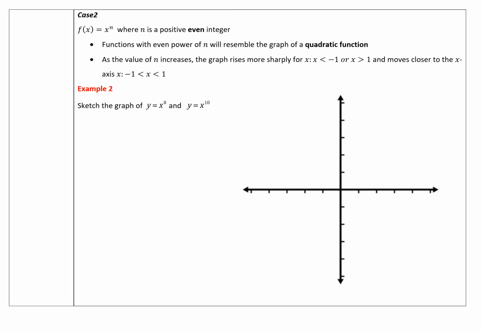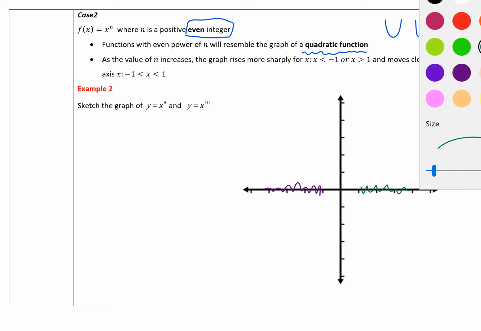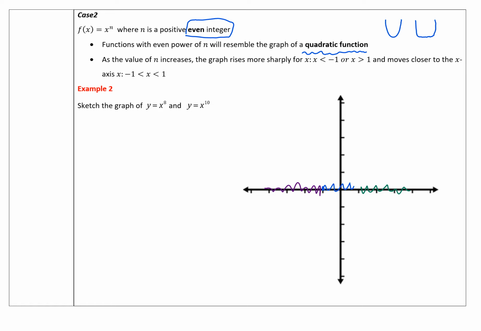Let's now look at the case where x to the n is an even integer. Well, we know that these resemble a quadratic function. In fact, if you think back to Year 11 methods, you knew that x squared looks like a parabola, and x to the 4 just kind of looks like a more flat version of that. Again, we're going to think about this in 3 sections. So we'll start with all the values that are less than -1, all the values that are greater than 1, and then let's see what's going on in the middle here.